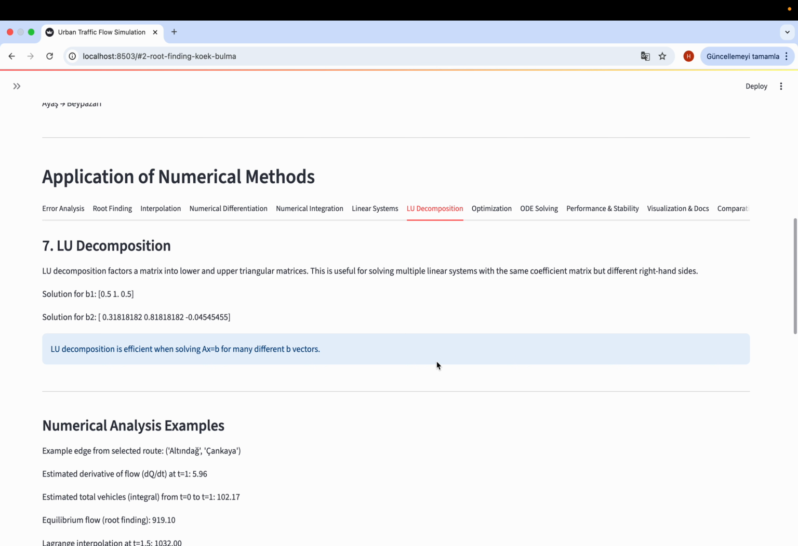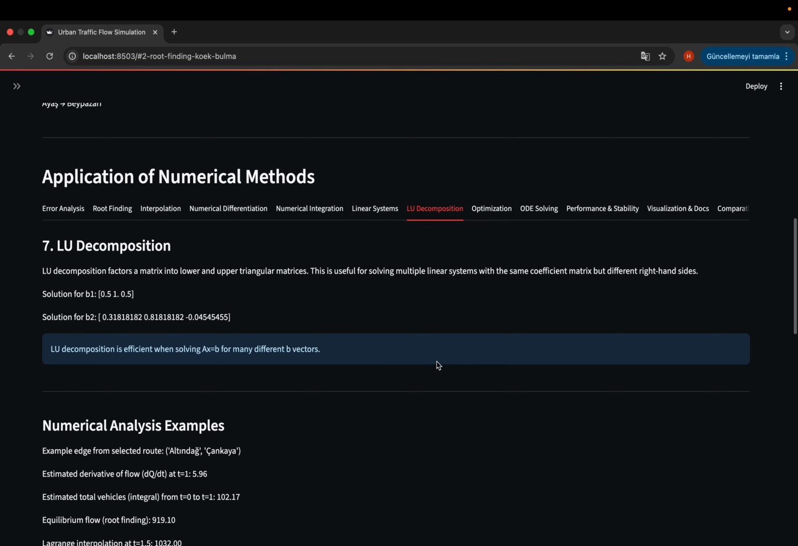When solving multiple systems with the same coefficient matrix, such as in route congestion calculation, LU decomposition becomes efficient. It splits the matrix into lower L and upper U. Once decomposed, you can use L and U for many right-hand side vectors. We used SciPy linalg, importing lu_factor and lu_solve. Result: the computation time was reduced by over 60% in batch simulations.